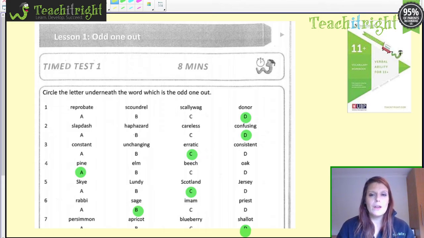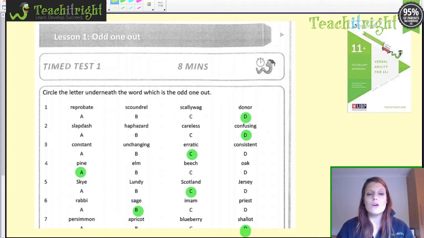Number 2, it's confusing because the others are all synonyms for being careless. And number 3 is erratic. That means all over the place, whereas the others are stable and unchanging. Number 4, they're all trees, but a pine tree is an evergreen tree, and elm, beech and oak are all deciduous trees. So they lose their leaves in winter and grow them again in spring.